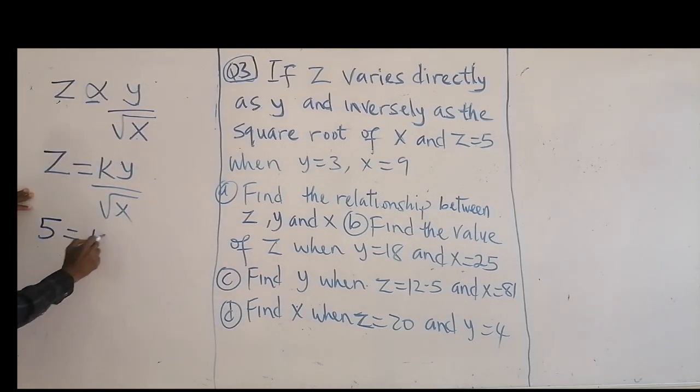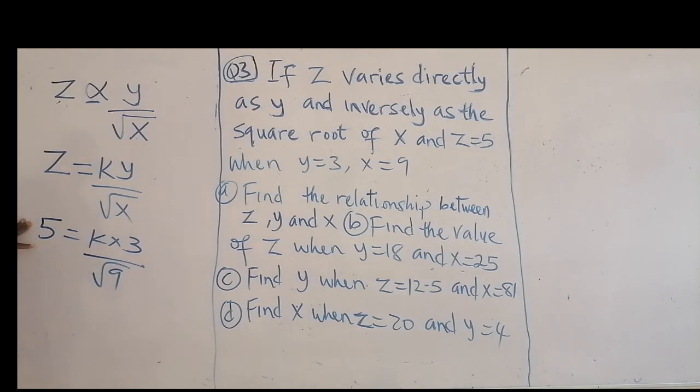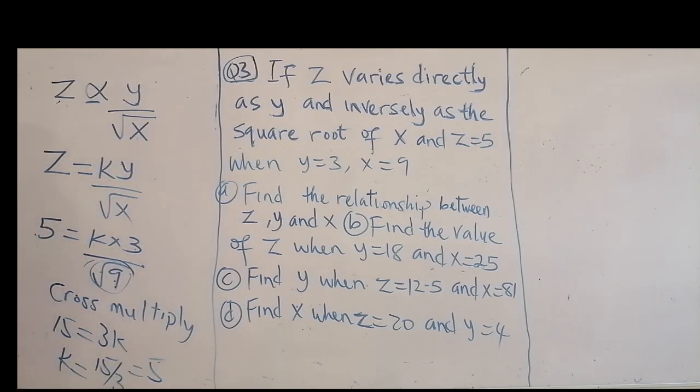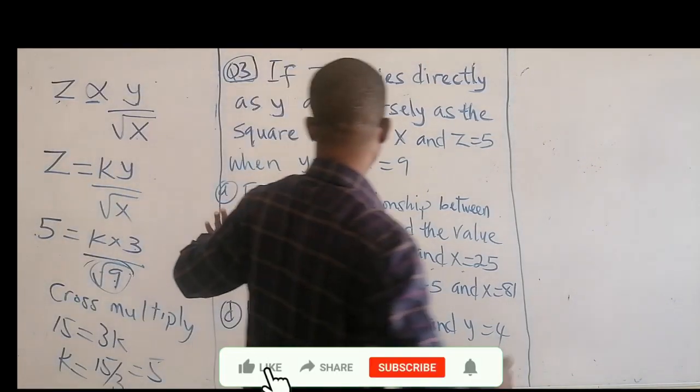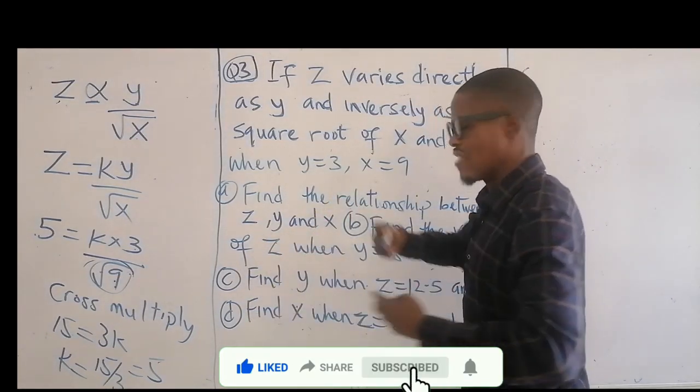Then after that, we can start plugging in the values given. Z is 5. Then y is 3, and x is 9. So in this case now we're going to have the square root of 9 is 3. So cross multiply. 5 times 3, that's 15, equal to k times 3, that's 3k. So in this case now, k is equal to 15 over 3, and that's 5.